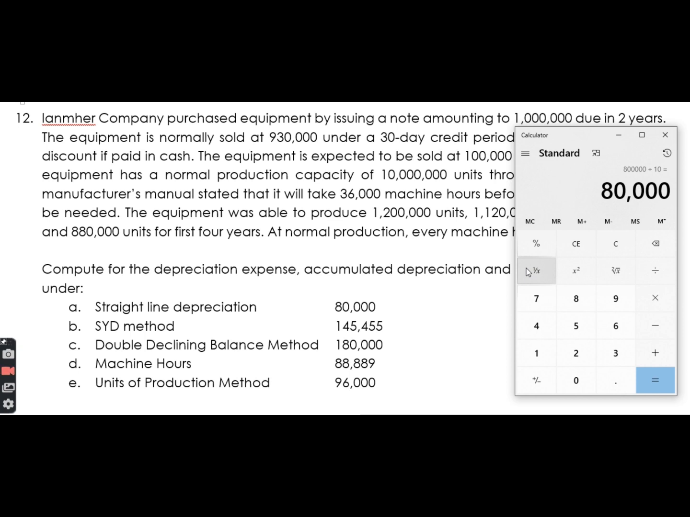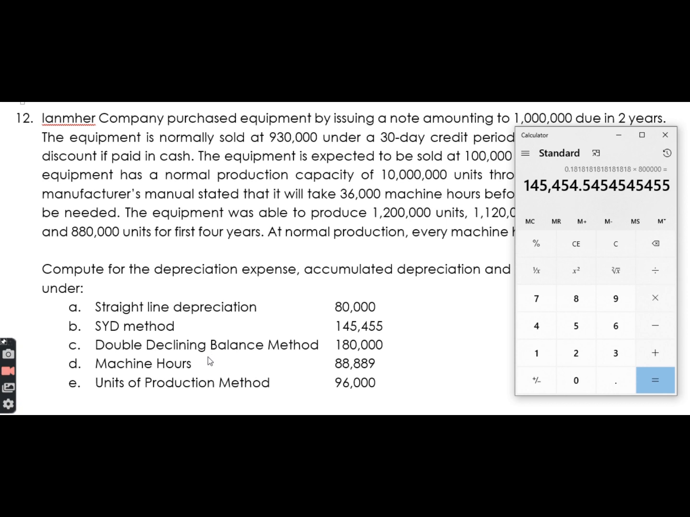So, ngayon, SYD 10 years. So, 10 times 11 divided by 2. This is the total denominator natin. Kung ayaw mong maniwala, gawin mo yung 10 plus 9 plus 8 plus 7 plus 6 plus 5 plus 4 plus 3 plus 2 plus 1. 55 din lalabas doon. Okay? So, for the first year, ang gagawin natin will be 10 divided by 55. Kasi 10 years pa ang naiiwan divided by 55. So, ito yon. Multiply natin sa depreciable amount na 800,000. So, ito yung lalabas. 145,455 na lang.